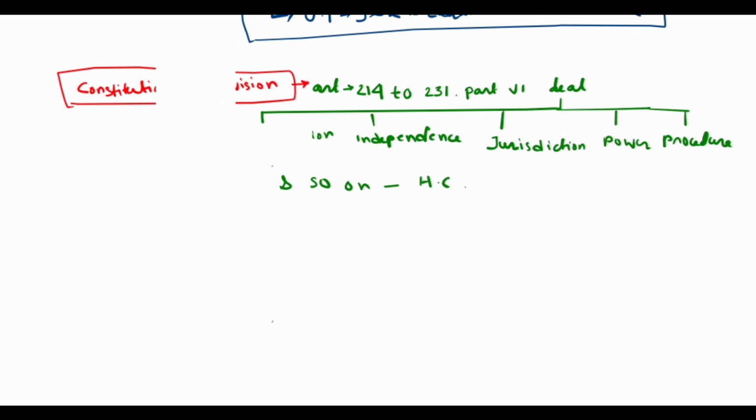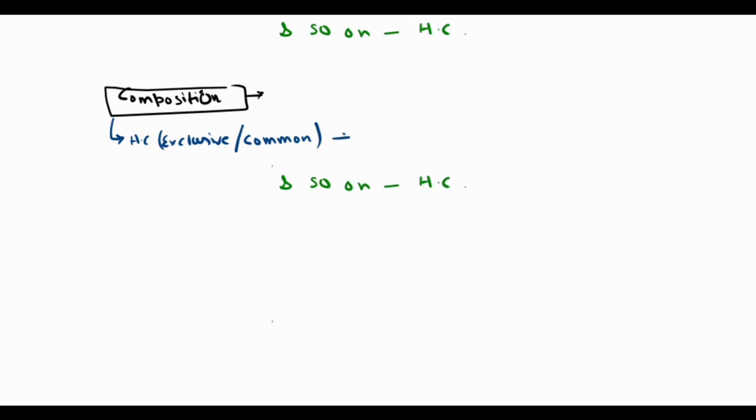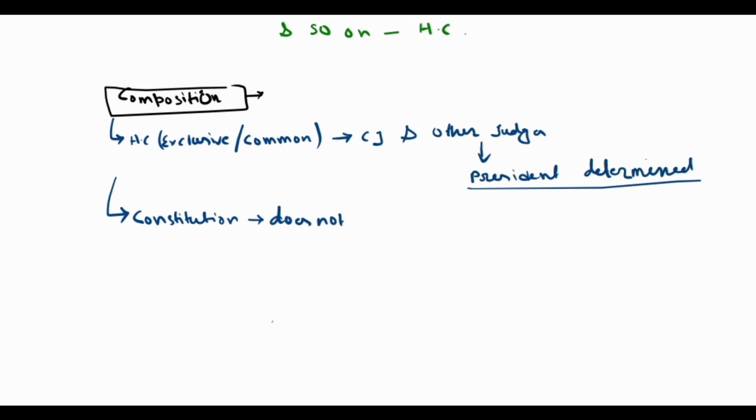Now let's see the composition of High Court. Every High Court, whether exclusive or common High Court, consists of a Chief Justice and such other judges as the President determines, as the Constitution does not specify the strength of the High Court.